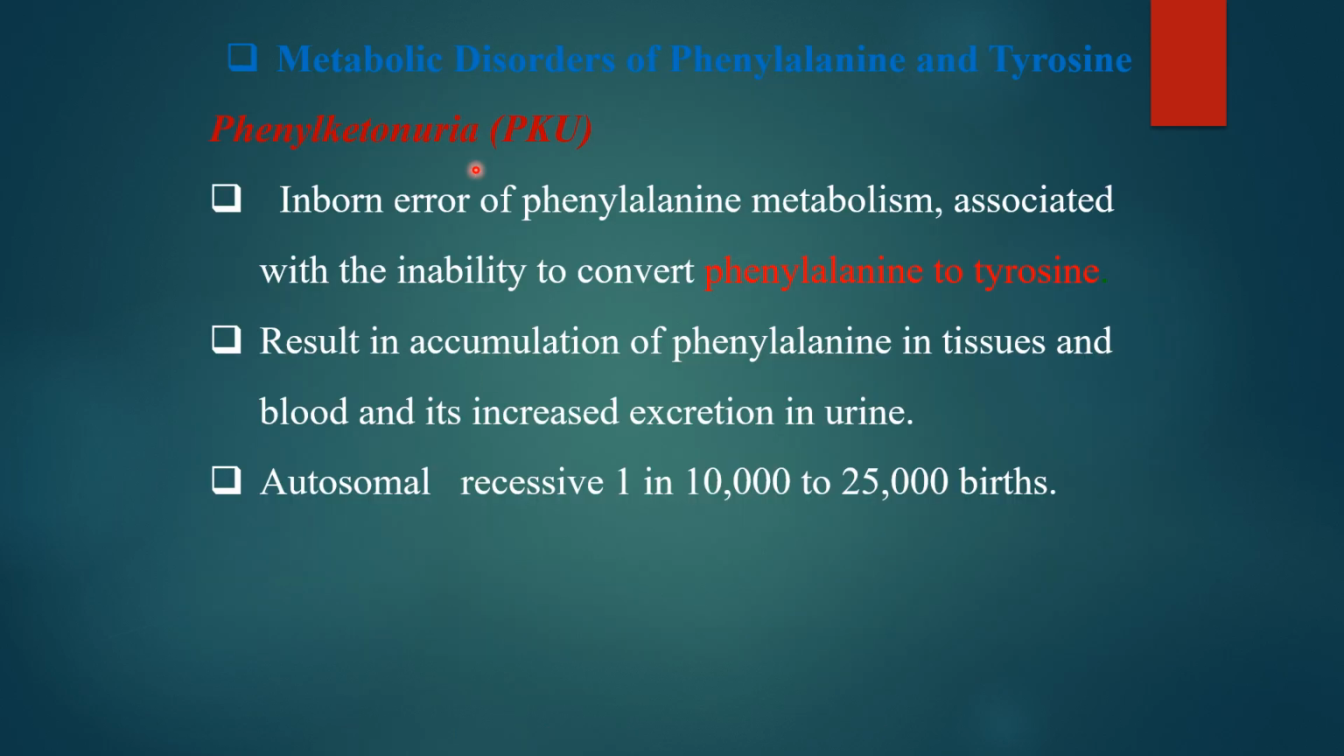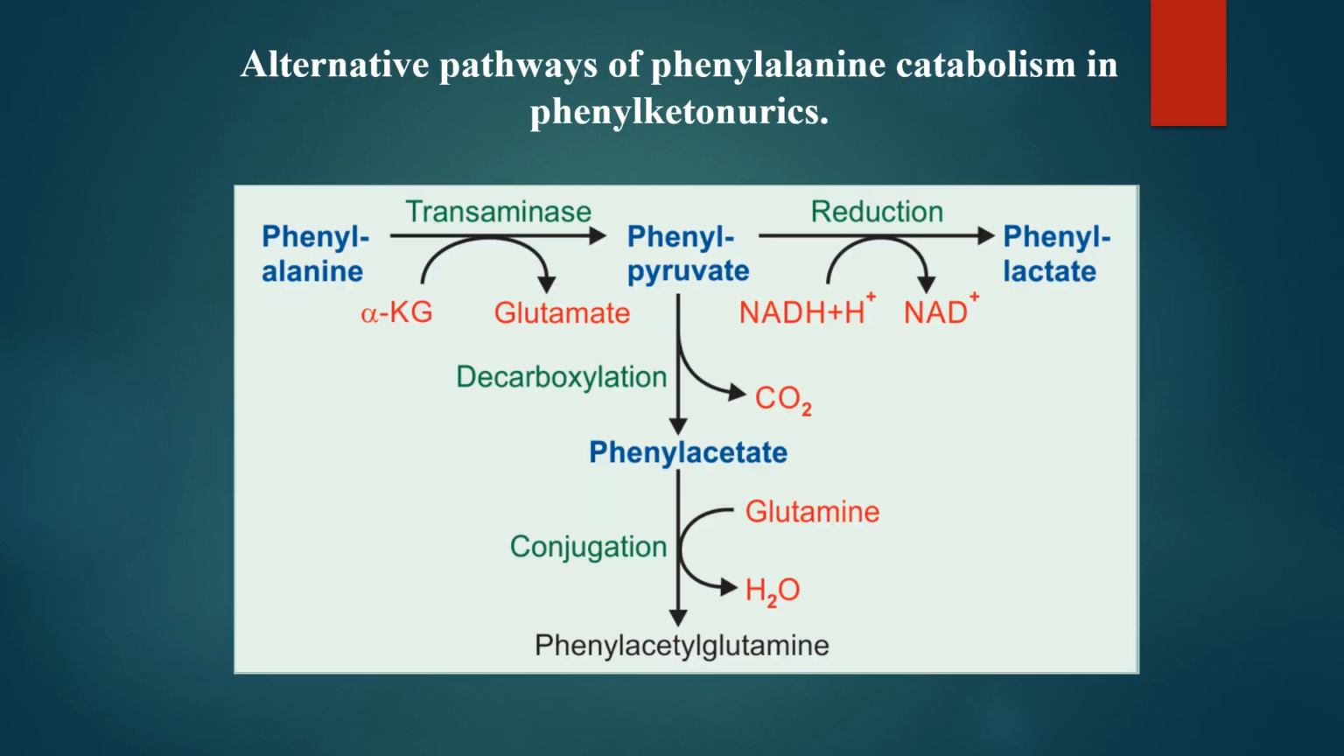So have a look at the metabolic disorders associated with phenylalanine and tyrosine. Phenylketonuria I have already discussed in detail. There is a separate video on the phenylalanine disorder, that is phenylketonuria. This is associated with inability to convert phenylalanine into tyrosine.